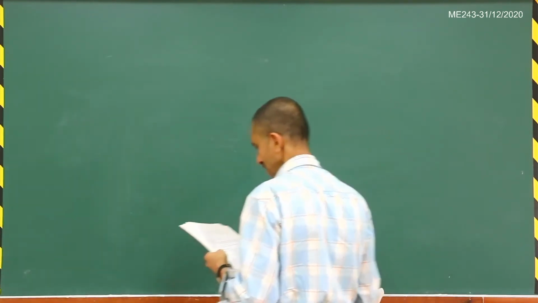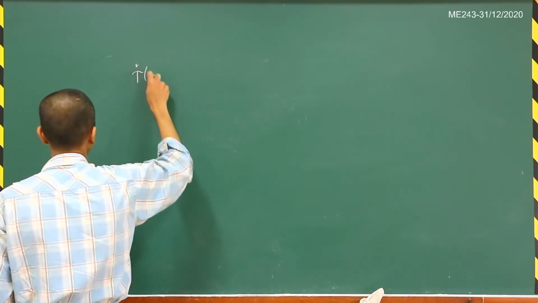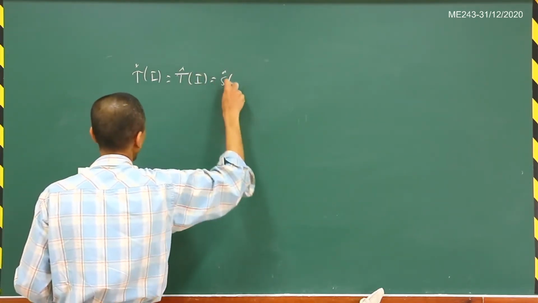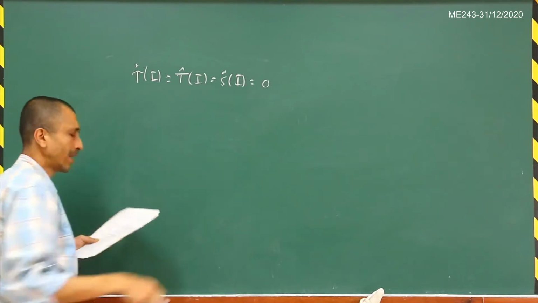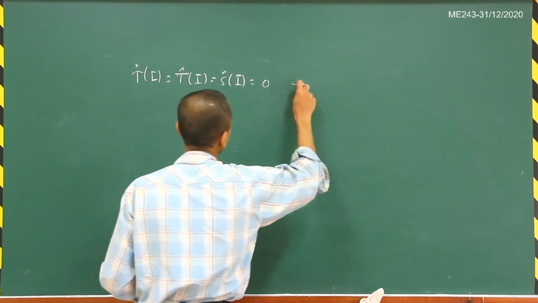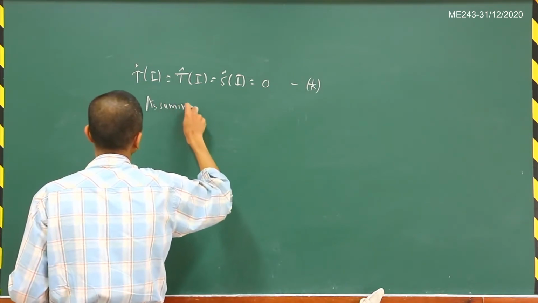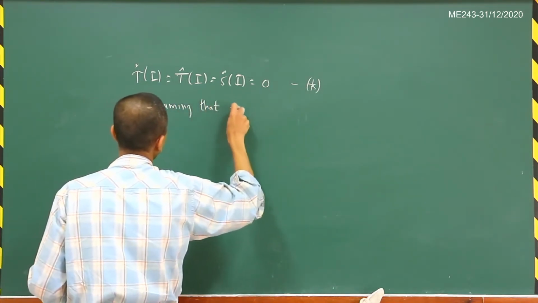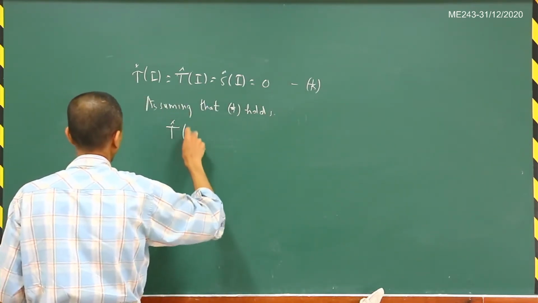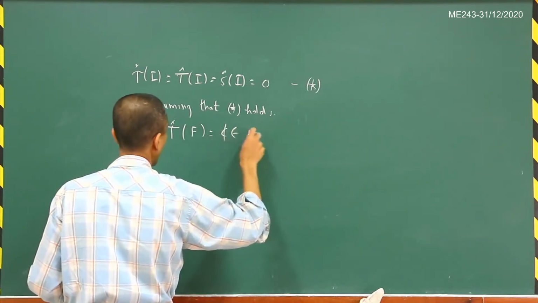Yes, so let us do that now. So we'll assume that tau hat of I is equal to t hat of I is equal to s hat of I equal to 0. So that is the natural state, right? So that we'll assume here. So assuming that, let us call this star. So assuming that star holds, we get that t hat of f is equal to c epsilon plus order of n.